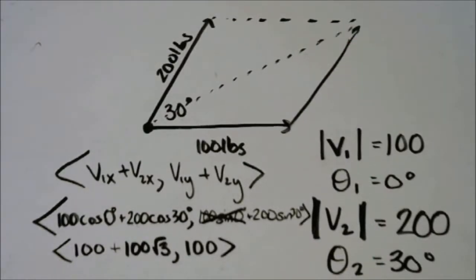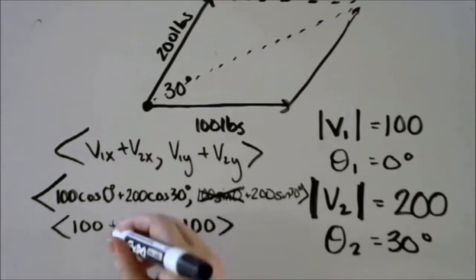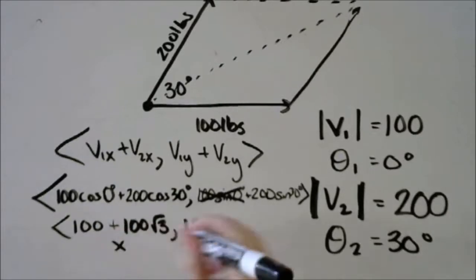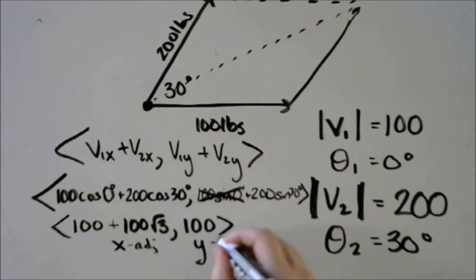This still doesn't tell me its magnitude or direction, but gives me the information that I need in order to find the magnitude and the direction. So now you can imagine that this is x and this is y, or you can think of it as your adjacent and your opposite side.